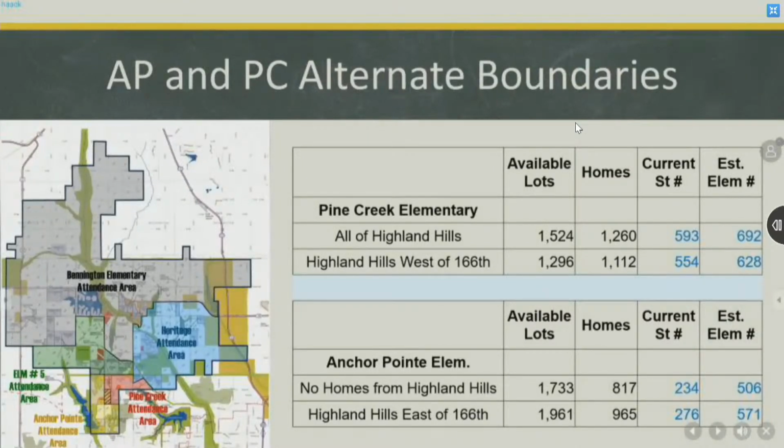Now, that's not an option right now for Pine Creek. It would be for middle school and high school students in that area. But Pine Creek, those students are close enough they would walk. Even though Anchor Point would be closer, if the board would approve this alternate, busing would be provided to those students because of that busy street.